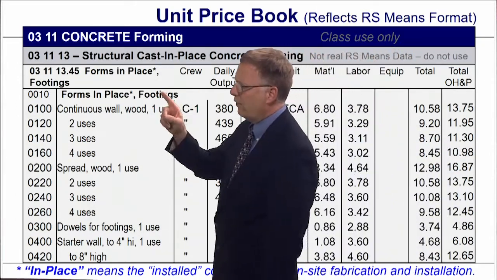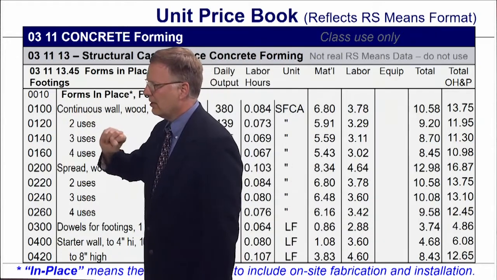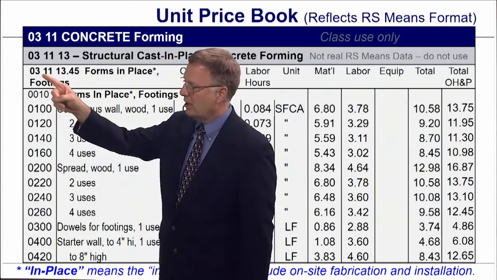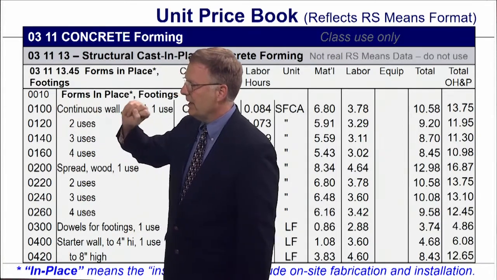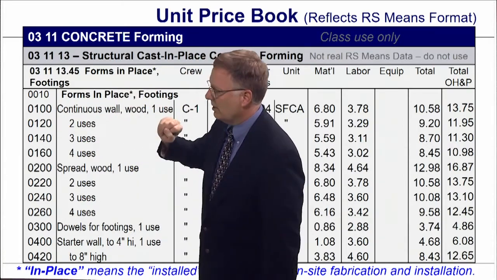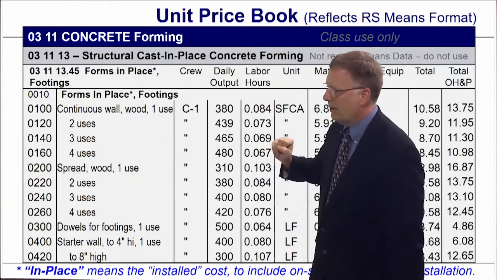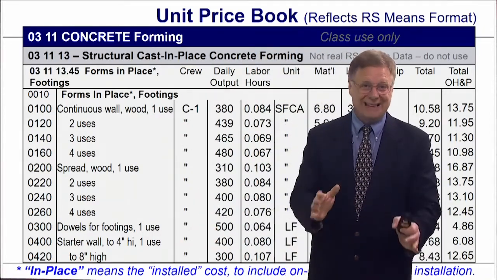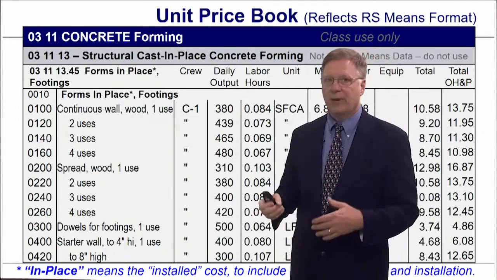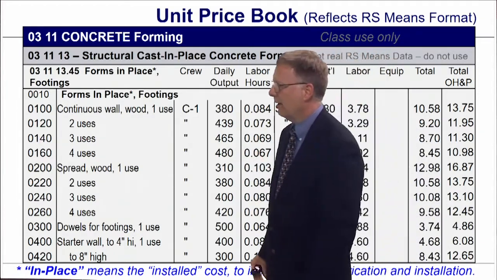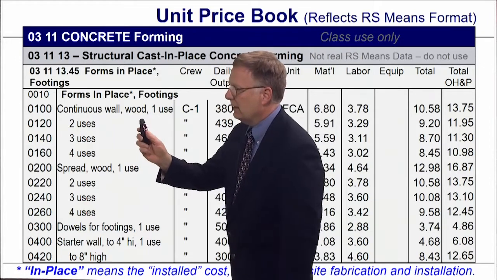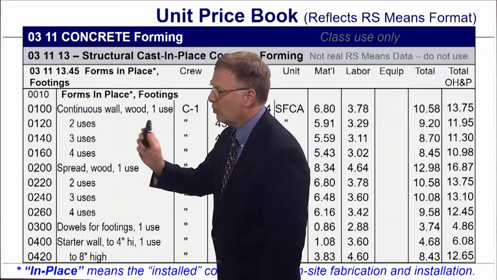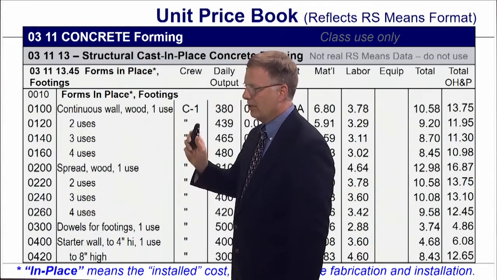So what we're doing is forms in place. This is 0311, so this section is concrete. This is structural cast-in-place concrete, and we're in forms in place. That's 0.45. In place means it's the installed cost. They're going to hand form these things as opposed to having some sort of factory form set up. So we've got continuous wall footings, one use. So this is the section we're in.